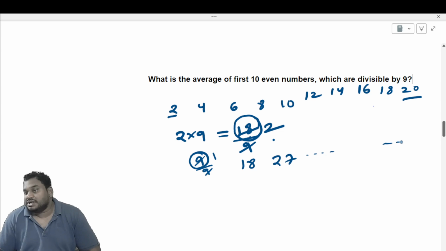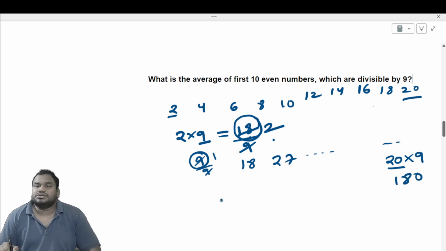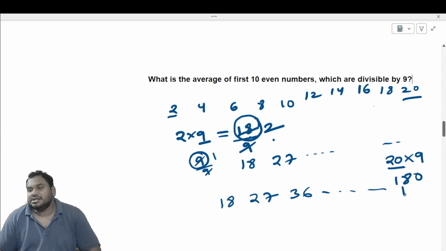Then how to find the last number? Just multiply 20 with 9, just like how you multiply 2 with 9. Then it will be 180. So the series will be like this: 18, 27, 36 until 180. So you need to add them up and divide them by 10.